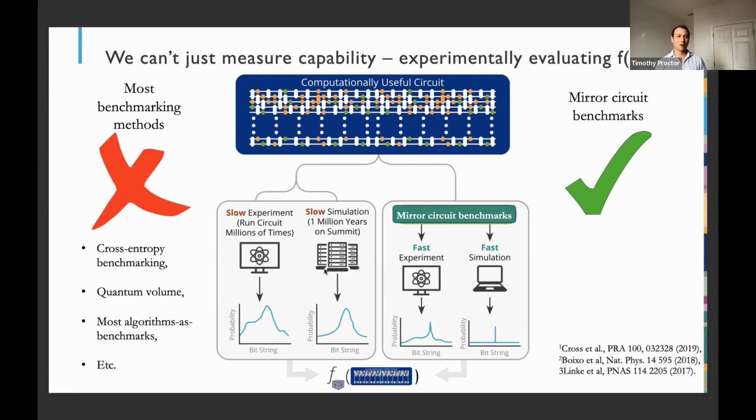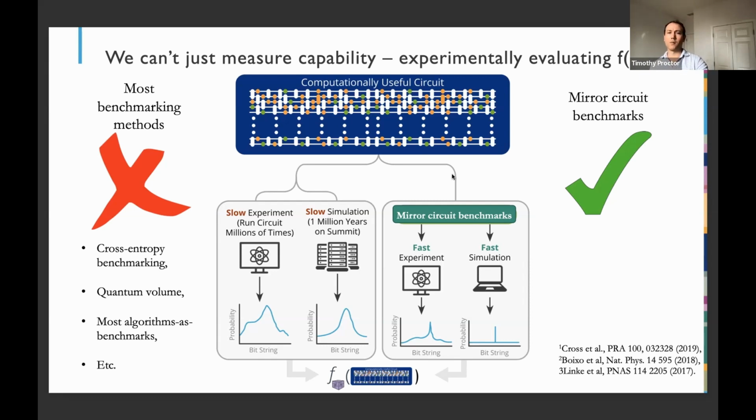And this is actually at the root of how lots of benchmarking methods that currently exist work. They basically use these two procedures. For example, cross-entropy benchmarking, quantum volume, lots of algorithmic benchmarks and so on. So this is a pretty problematic issue for testing quantum computers.